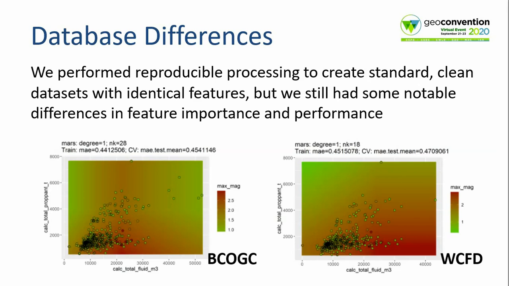For example, these figures show a cross plot of predictors from our regression analysis, in this case total proppant in tons versus total fluid in cubic meters and maximum predicted earthquake magnitude. While the model performance is pretty similar, the complexity and trends in the model are somewhat different.